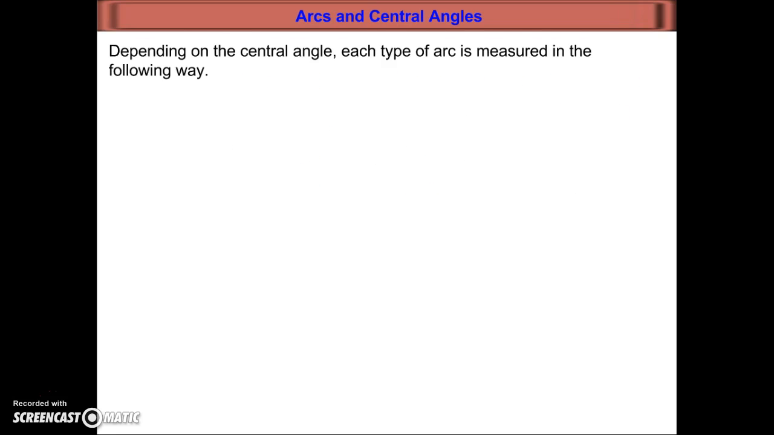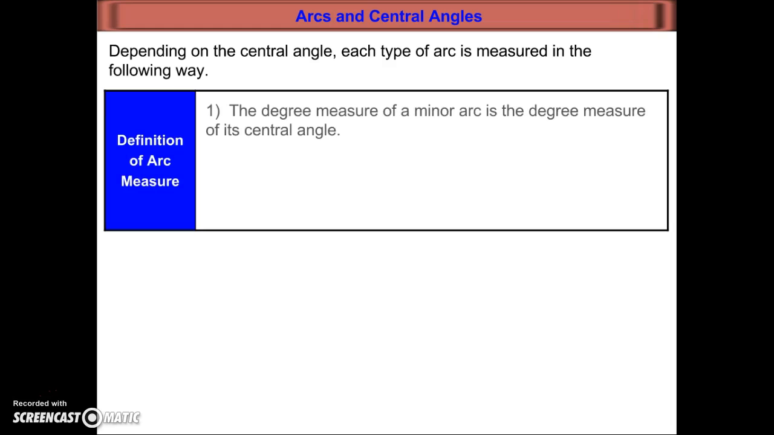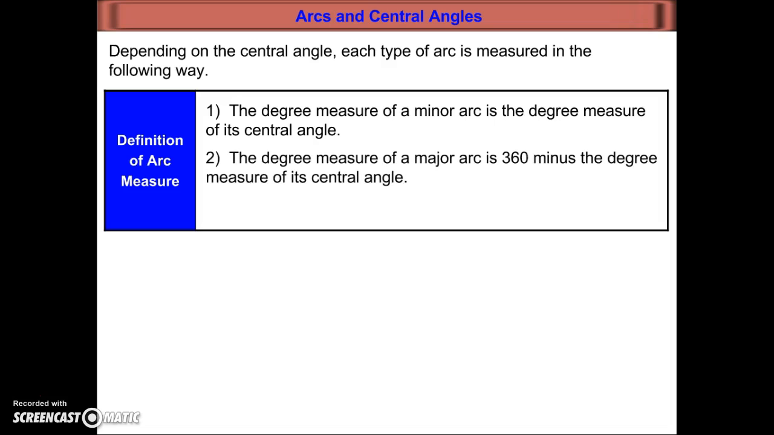Depending on the central angle, each type of arc is measured in the following way. The degree measure of a minor arc is the degree measure of its central angle. The degree measure of a major arc is 360 degrees minus the degree measure of its central angle. And the degree measure of a semicircle is 180 degrees. Let me go back. Okay, so what this means is that whatever the measure of that central angle is, that's going to be the measure of the minor arc. Minor arcs and central angles are congruent.